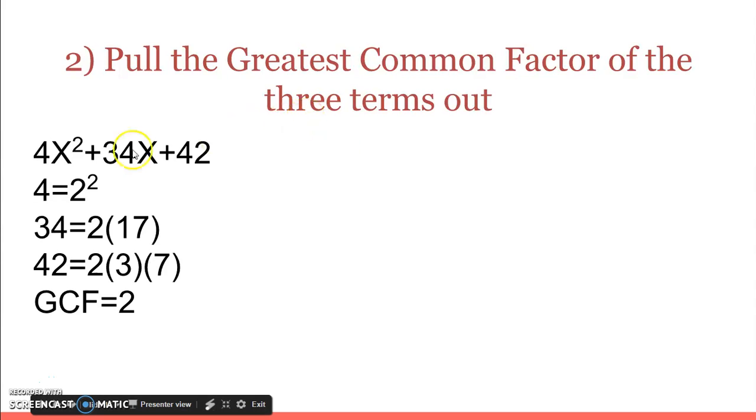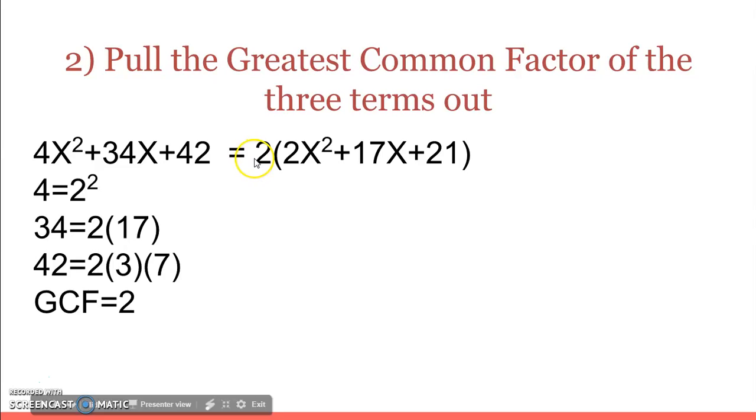And again, we want to make sure we pull out our greatest common factor. Again, 2. We're going to go through this step again just to make sure. We want our greatest common factor in the front. We open a set of parentheses and we write what's left for each term. So for our first one, we had 2x squared plus 17x plus 21.